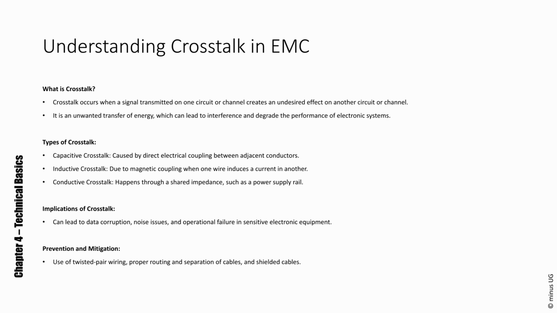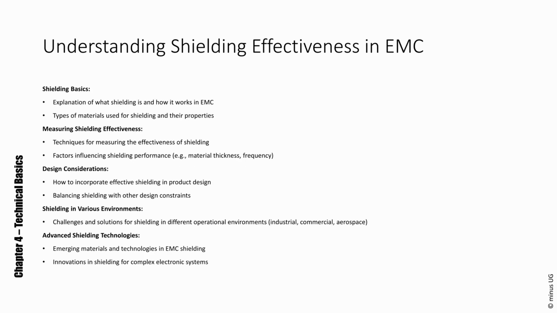layout and cable management. In summary, crosstalk is a critical consideration in EMC, requiring a strategic approach to prevent and mitigate its effects. As electronic devices become more interconnected and operate at higher frequencies, understanding and managing crosstalk is more important than ever. Understanding shielding effectiveness in EMC. Shielding basics. Shielding in EMC is the practice of isolating electronic devices from their external environment to prevent electromagnetic interference, EMI.